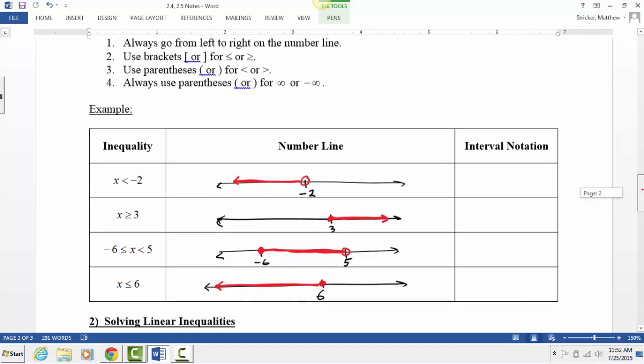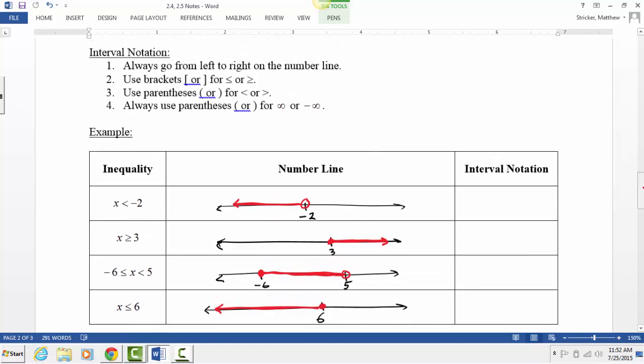Now, interval notation is just a way of representing what we see on the number line in a more compact form, I like to say. So let's go back up here to my 4 little notes. The first note is that you always go from left to right on the number line when you're writing out your interval notation, just like we read a book, left to right. Also notice that we use brackets when we have equal to, and we use parentheses when it's just less than or greater than, without the equal to. And then we always use parentheses for infinity or negative infinity.